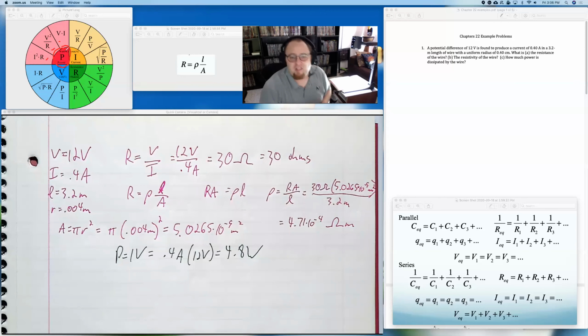This is a very straightforward problem. This is definitely too simple for something I'd put on an exam. I wouldn't put anything quite this simple on the exam. But it's just to get the idea across of dealing with these resistances and powers and currents and voltages.